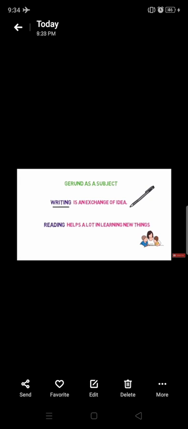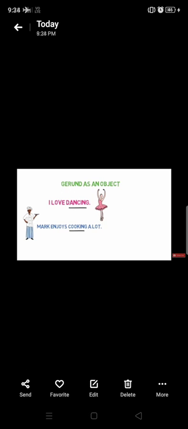Next example, reading helps a lot in learning new things. Again here same thing. Even though the word read is a verb, it is not acting like a verb, but it is acting like a noun, because it is the subject of the sentence. So here reading is your gerund.